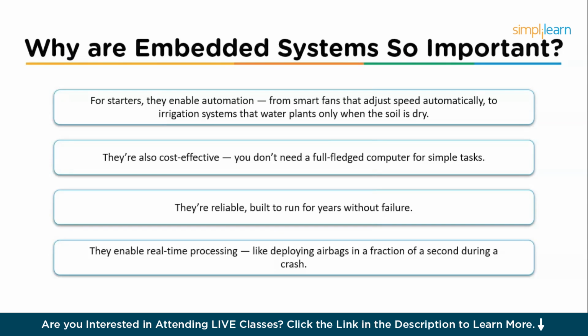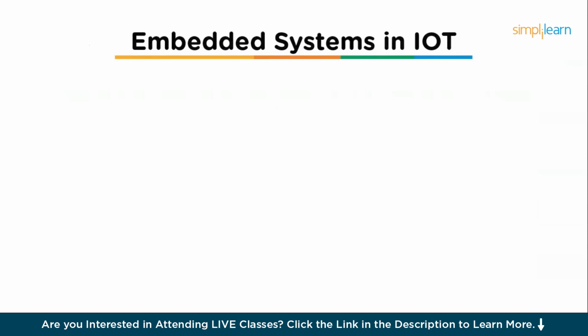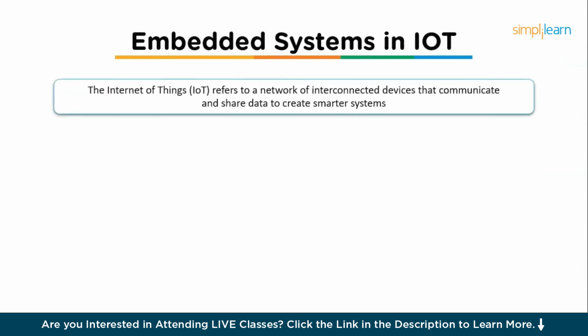So let us now get to see what are embedded systems in IoT. The Internet of Things refers to a network of interconnected devices that communicate and share data to create smarter systems. At the core of the smarter devices are embedded systems, which enable them to perform specific tasks, process data, and interact with each other. So how do embedded systems power IoT?